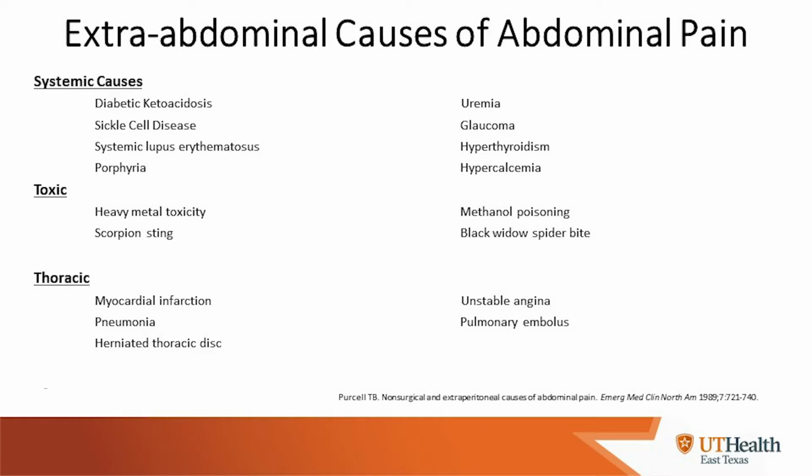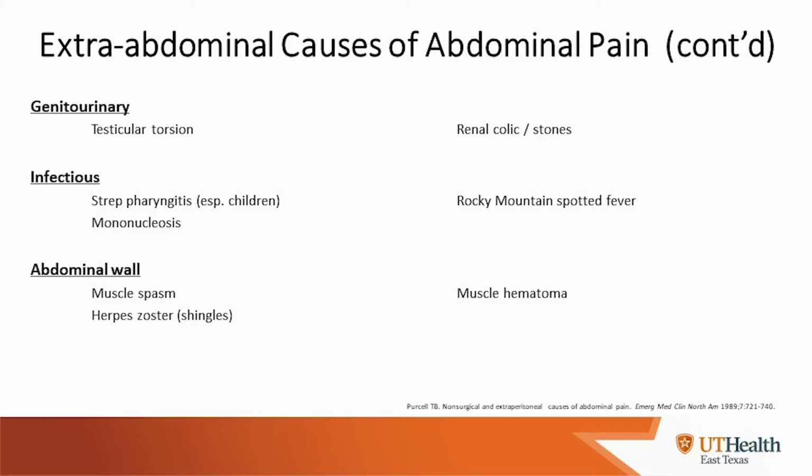Other thoracic causes, such as heart-related issues, unstable angina, myocardial infarction, pneumonia can cause abdominal pain, and pulmonary emboli, blood clots to the lungs. Some genitourinary causes, testicular torsion, also kidney stones can cause abdominal pain. Some infectious sources, strep pharyngitis, Rocky Mountain spotted fever, and mononucleosis can also cause abdominal pain. Some abdominal wall sources, muscle spasms, shingles, herpes zoster, and muscular hematomas can cause abdominal pain.